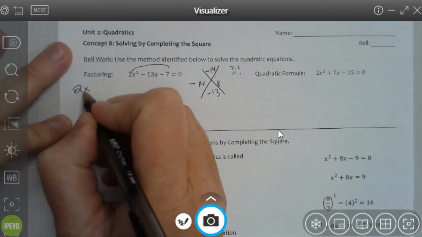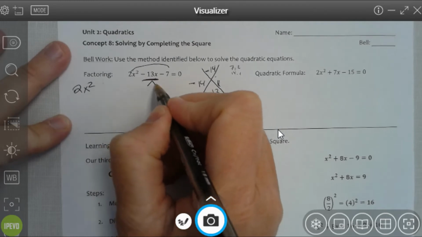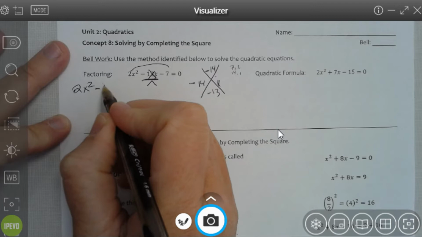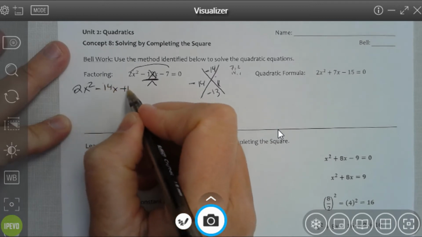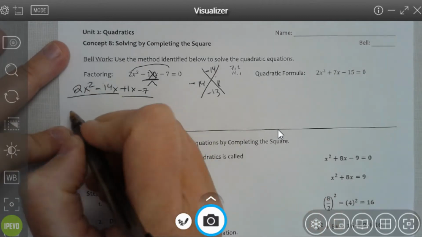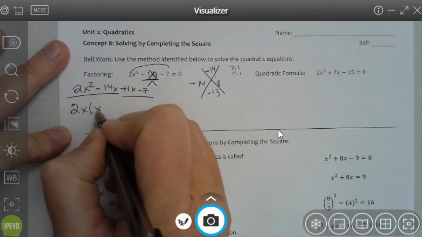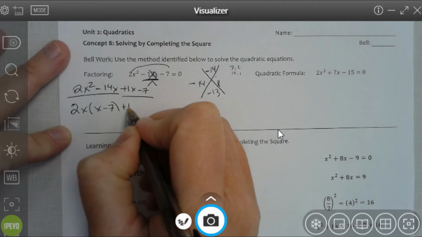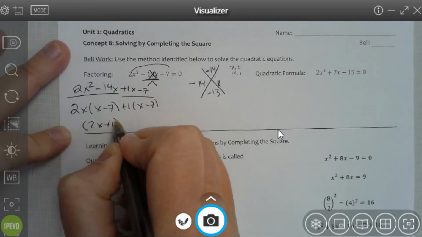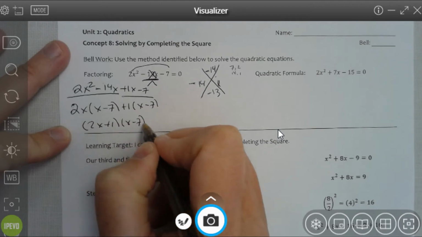So I have 2x squared. Remember, I'm replacing that term with my two new terms. So it goes away. I'm going to get a negative 14x and a positive 1x. And then we're going to finish by grouping. So I'm going to factor out my 2x, factor out my 1. So I get 2x plus 1, x minus 7.